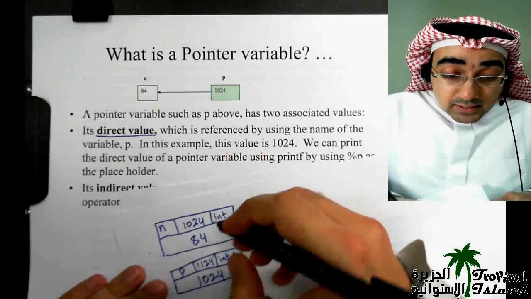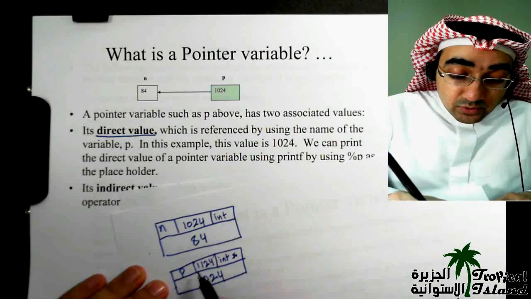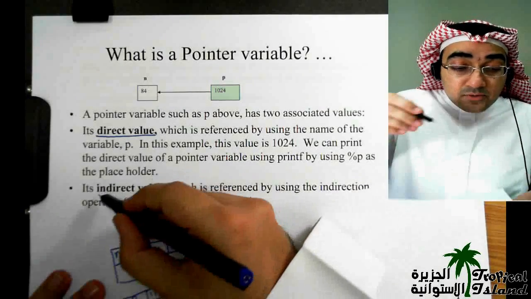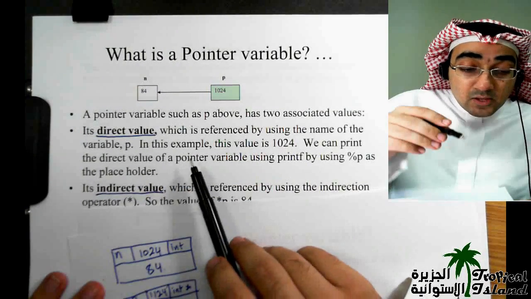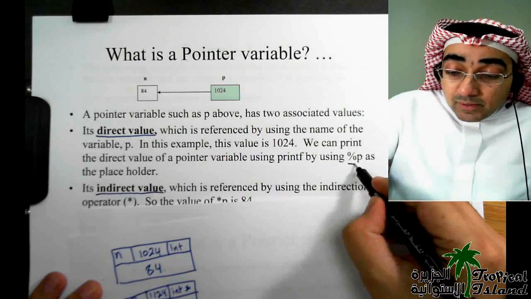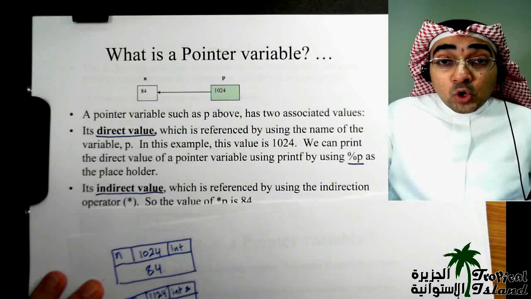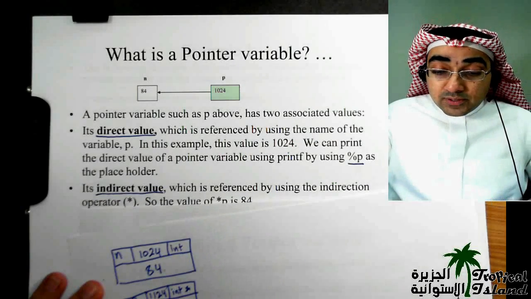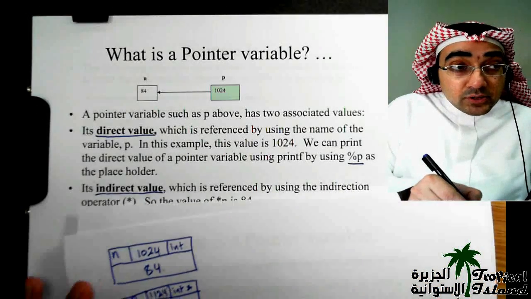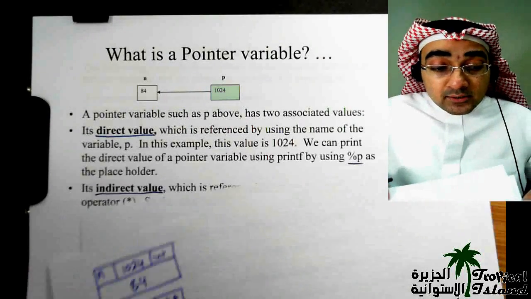So this is called the direct value. The direct value gives you this 1124. The indirect value gives you the value of the variable. So there is the direct value and the indirect value. We can print the direct value of a pointer by using %p as a placeholder in printf. If you ever want to know the value of your pointer, or where your pointer is actually stored, you can use pointer p, and it's going to pop out this value that the pointer is stored in. That's called a direct value.